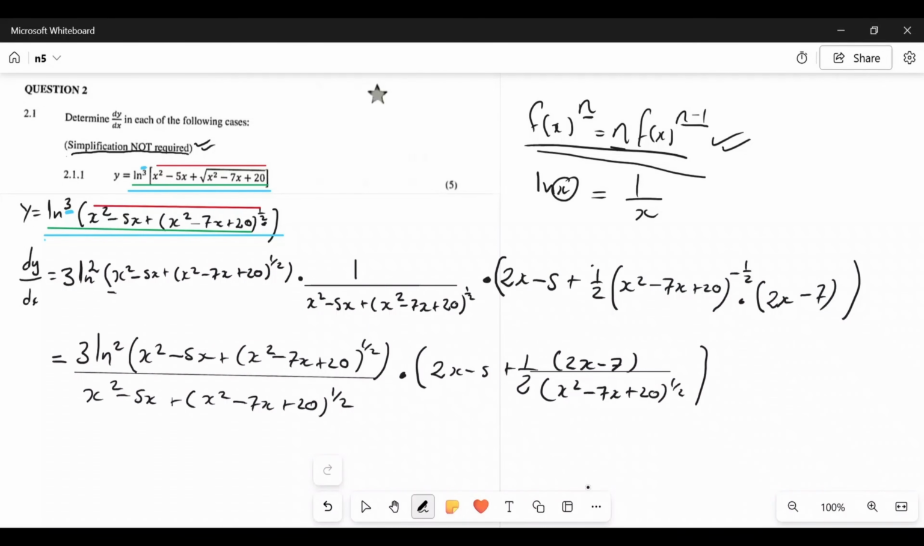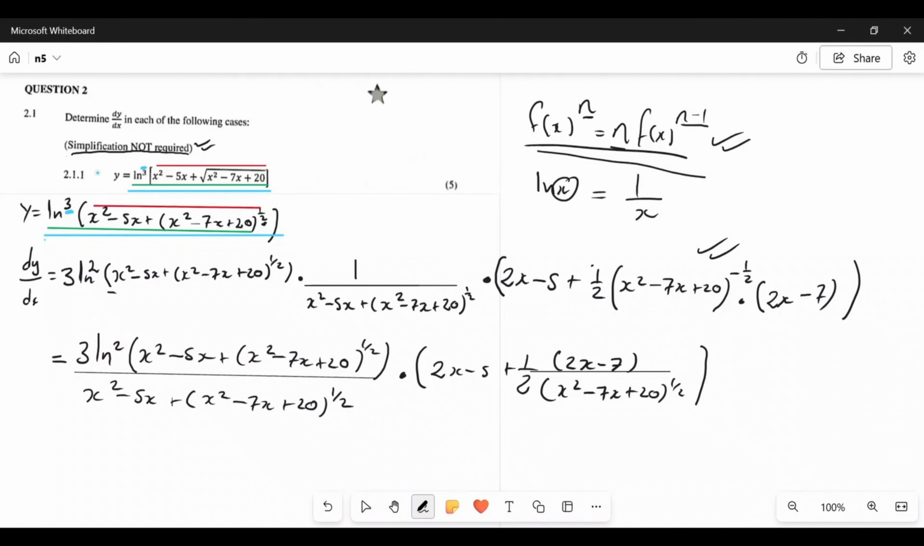So this is our final answer. Don't simplify it further, people. In fact, here it's fine. But if you wanted to simplify it further, this was going to be okay. So this is how you differentiate this type of a problem. It's a chain rule, guys.